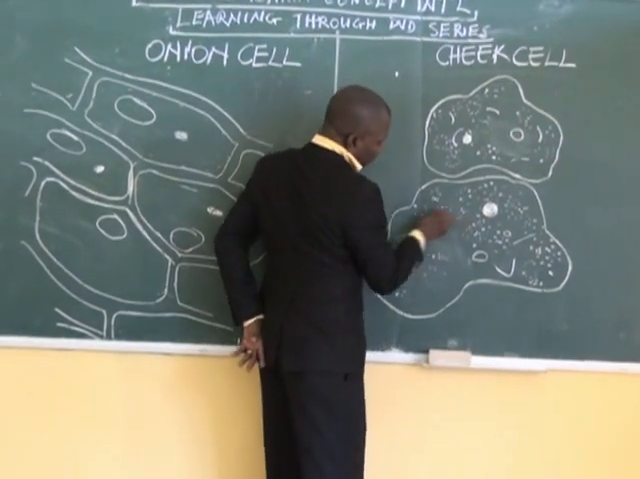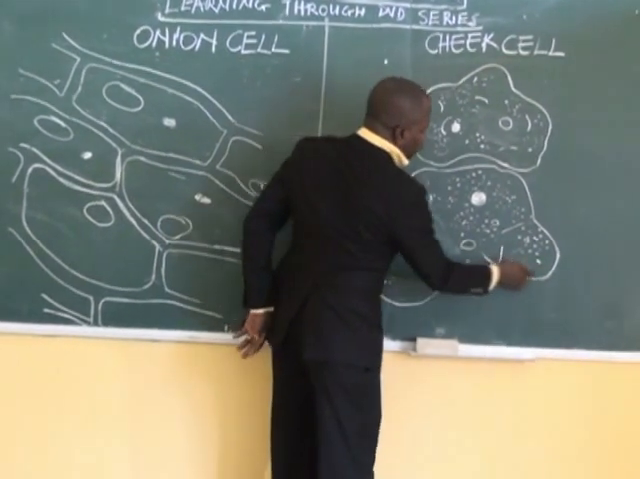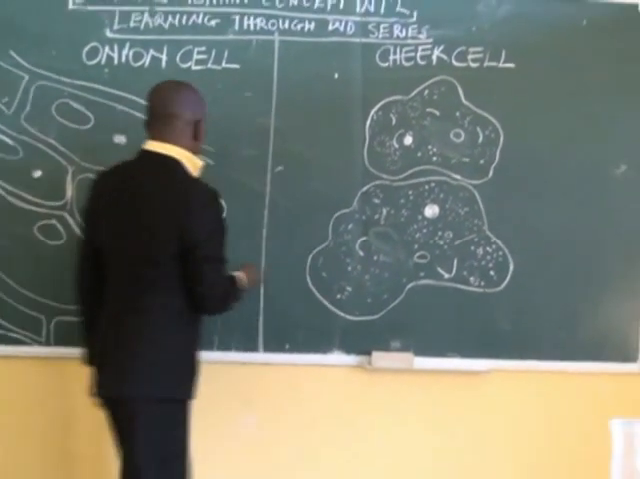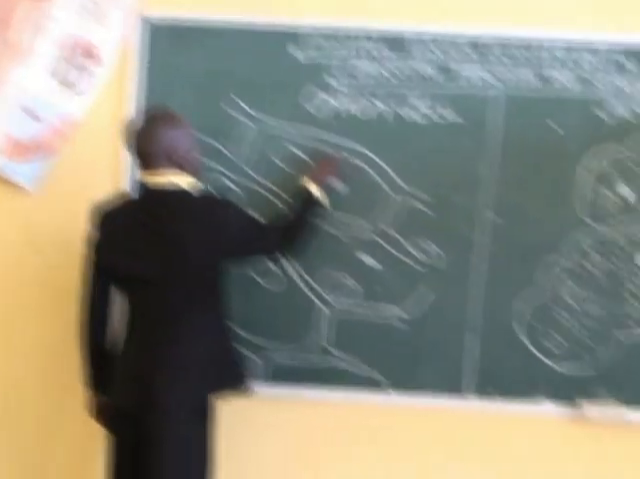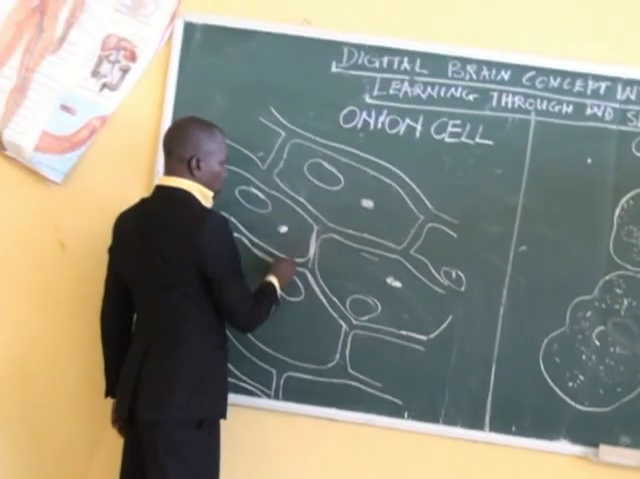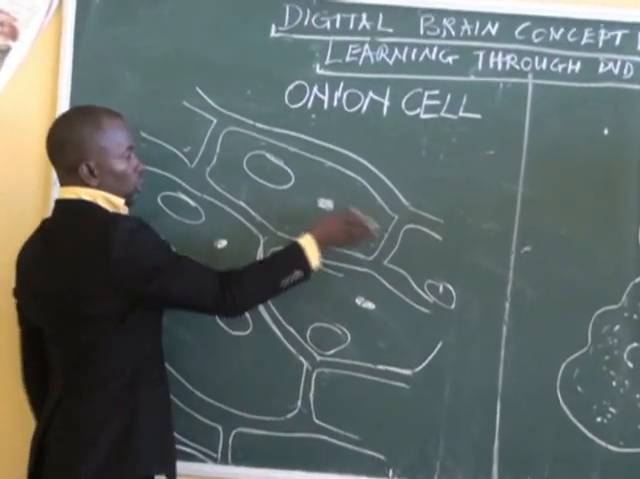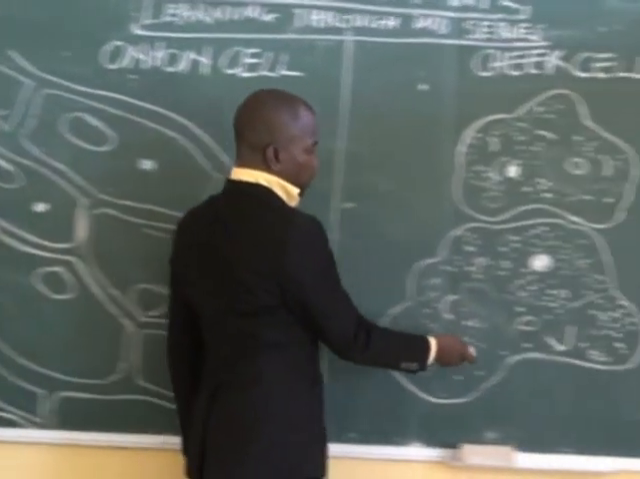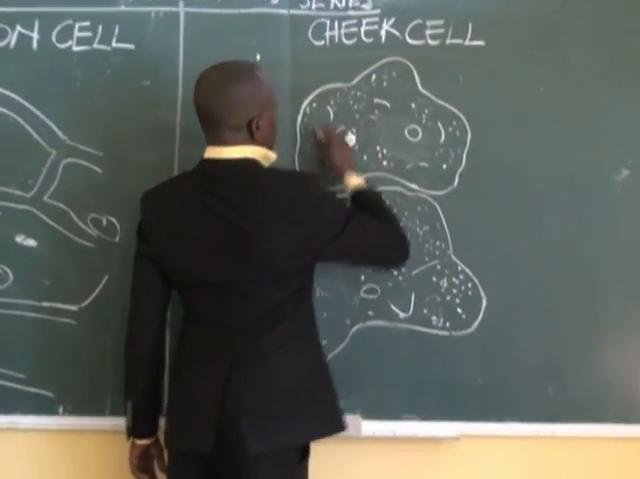Then these are the cytoplasm. The cytoplasm is uniformly distributed in the animal cell, while in the plant cell, it is superficial or peripherally distributed. Animal cell doesn't have cell wall, but it has cell membrane, the outermost membrane.